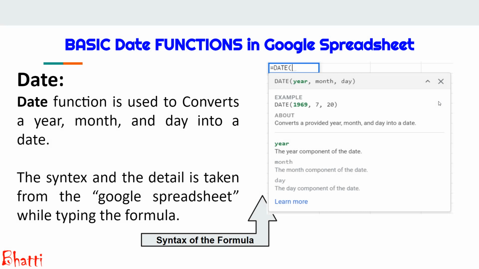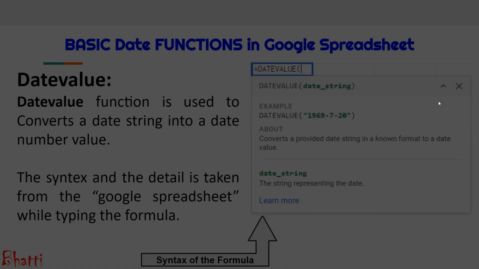Date function. This function will convert the month, day, year to a specific date format. There are three arguments, three inputs for this function: year, month and day. We will provide the year, month and day, and all are compulsory, so this function will convert it into a date. And on the right side you can see the syntax.